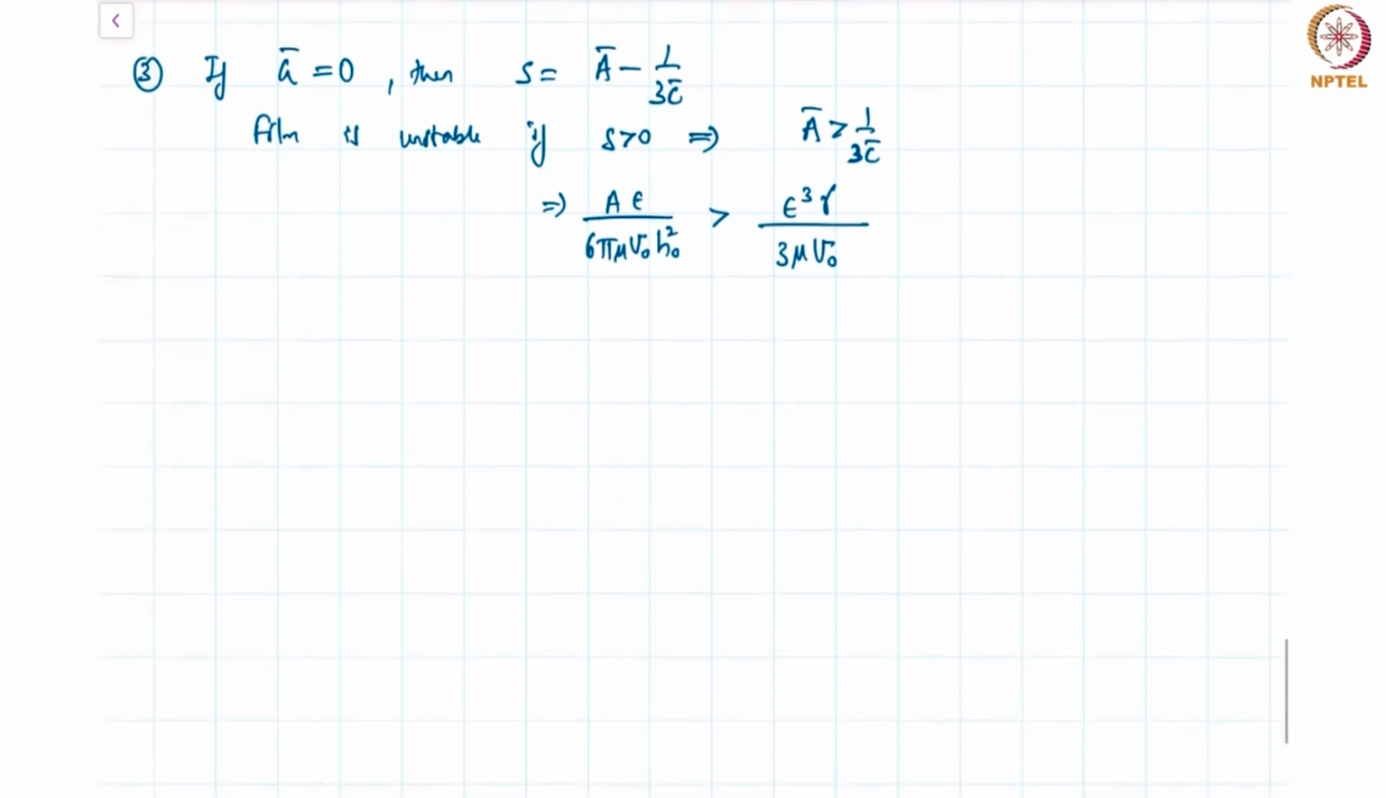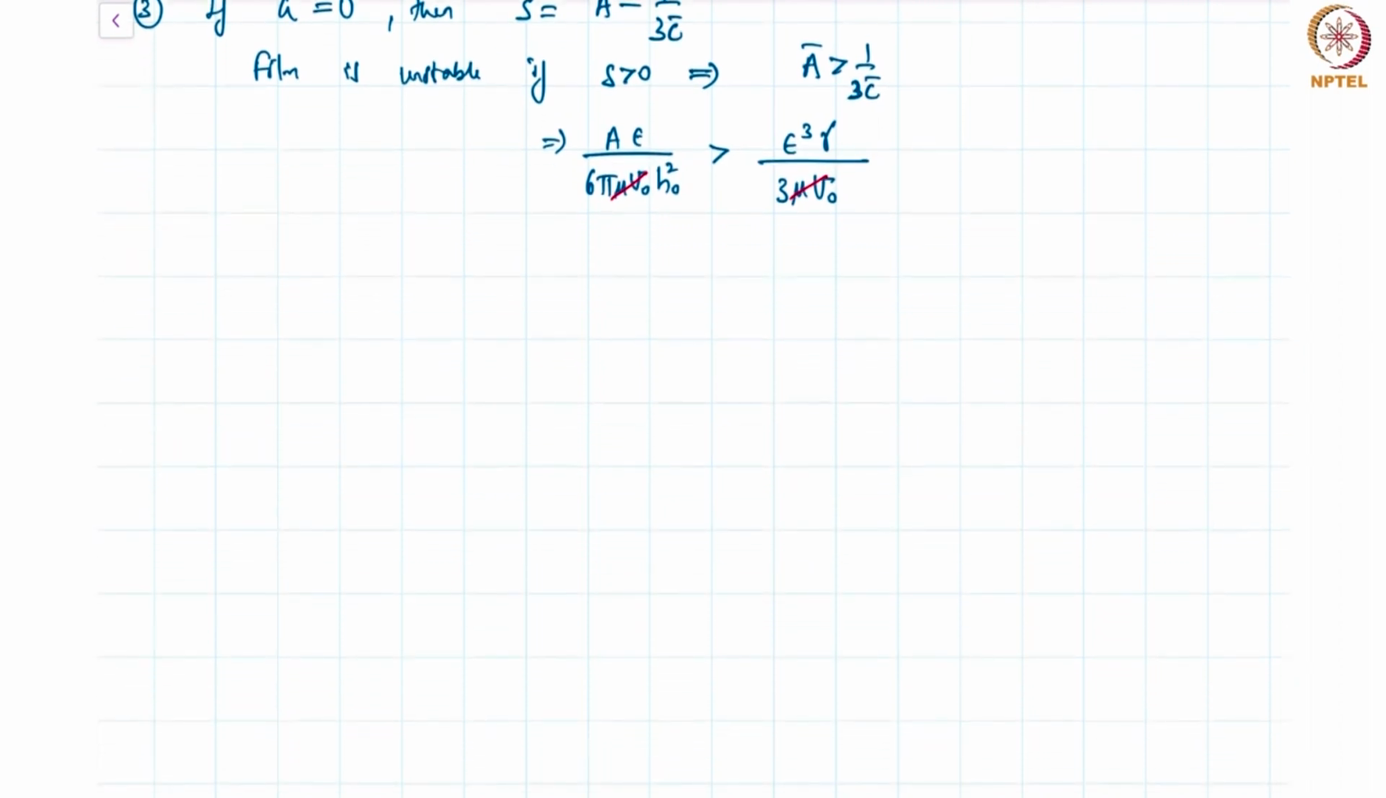so what do I now have is, we can do a few simplifications. For example, this mu u naught on both sides cancels out, so viscosity straight away drops out, meaning viscosity does not determine the stability boundary, and we can now further simplify this to say A by 2 pi h naught square is greater than epsilon square gamma, or in other words, A by 2 pi h naught square is greater than epsilon square.